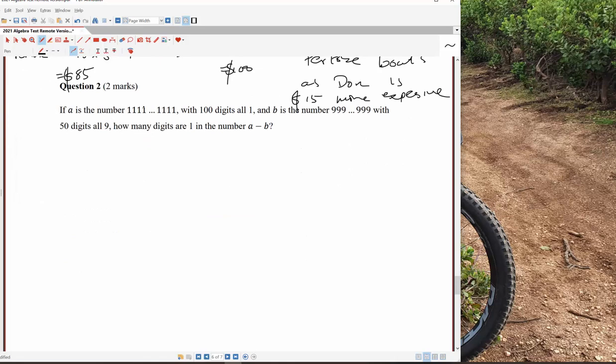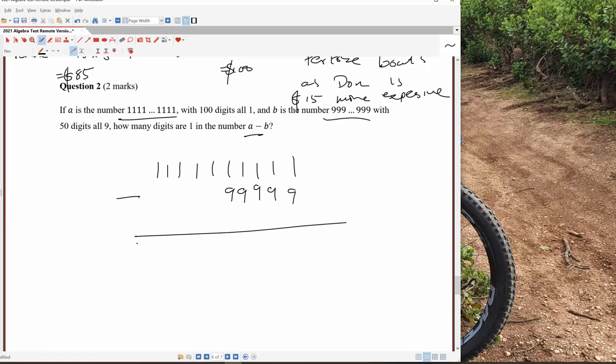Okay, the last question was difficult. If A is the number with 100 digits in it, all 1s, and B is the number with 50 digits, all 9s, how many digits are 1 in the number A take away B? So the way I like to do these ones is not write up 100 digits and 50, but actually write up 10 ones and 5 nines. So 9, 9, 9, 9, 9. And this will give us an idea how this is going to behave.